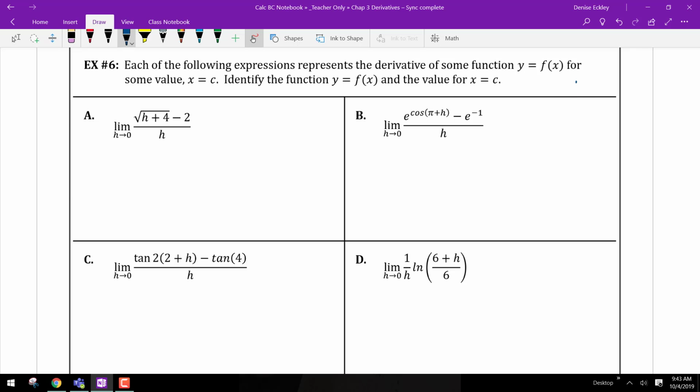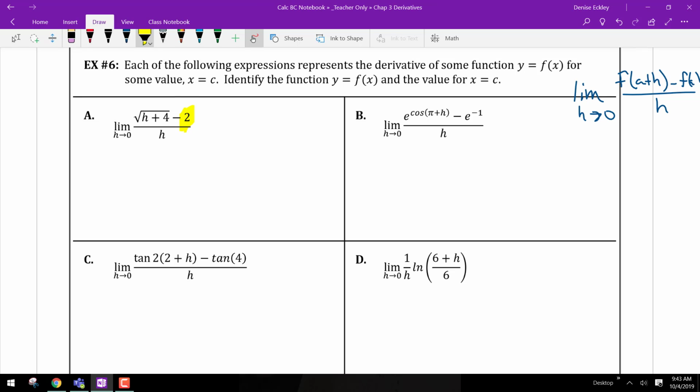So we're taking our limit as h approaches 0 of f of a plus h minus f of a, and that's all over h. So we're trying to figure out what the a is. So when I look at this one and I see that minus 2 here, okay, that has to be what f of a is.